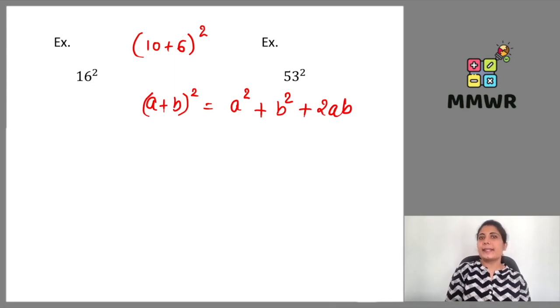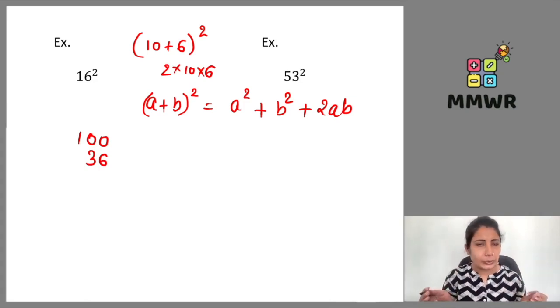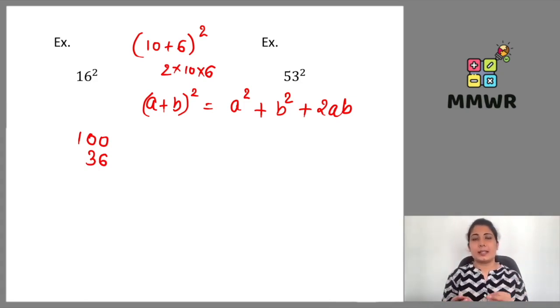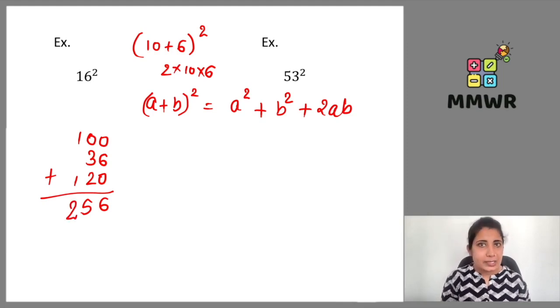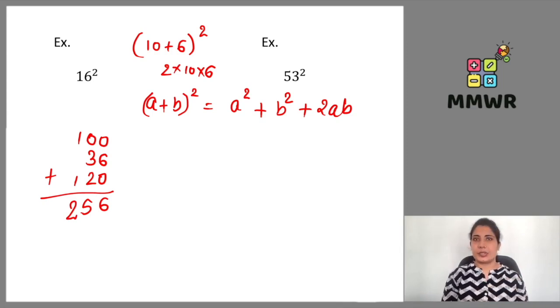Okay, so 10 square is 100, 6 square is 36, and 2 multiplied by 10 multiplied by 6 can be done mentally only. So 10 into 6, 60, 60 multiplied by 2, 120. Let's add all of these, which gives us 0 plus 6 plus 0 is 6, 0 plus 3 plus 2 is 5, and 1 plus 1 is 2. So the square of 16, we all knew that is 256. So 256 is the square of 16.